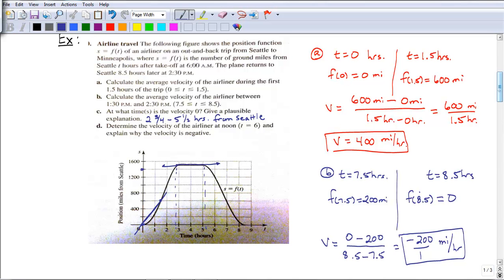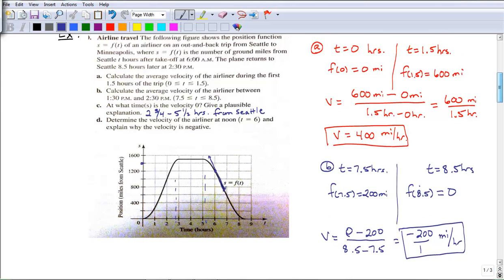And then it says, determine the velocity of the airliner at noon and explain why it's negative. So at t equals 6, this is at noon, the reason the velocity is negative is the tangent line is what gives us the velocity at a specific time. But if you'll notice, at 6 they're traveling back to Seattle. So when I subtract the top, I'm going to get a negative number as time moves in the positive direction. Or you can look at the slope between any 2 points, and you're going to get a line with a negative slope. So that's the idea of a graph.